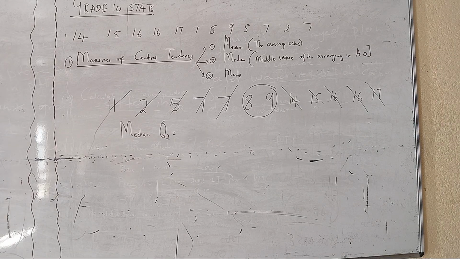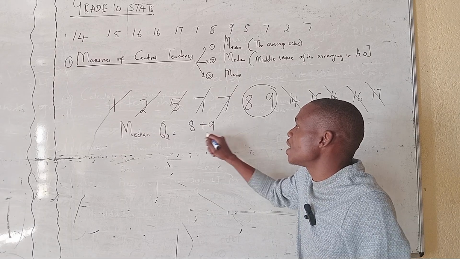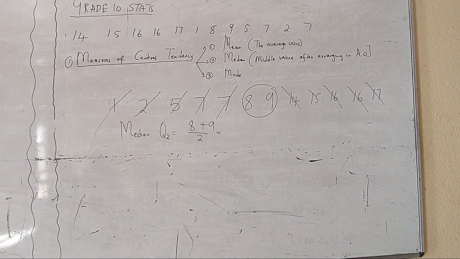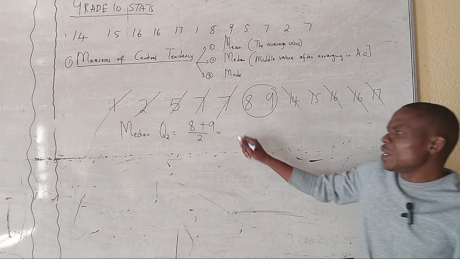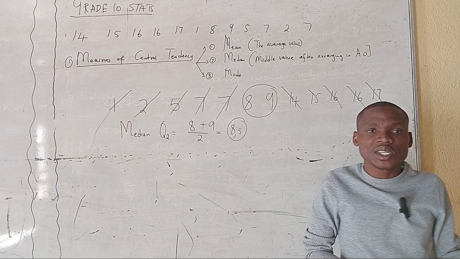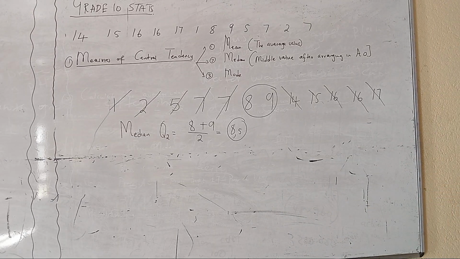Your median, which is also called what? Q2. This median, we can also call it a middle quartile. The median can also be called what? The middle quartile, Q2. So what do you do? You add these 2 numbers, you divide them by what? By 2. So you are going to get 17 divided by 2, which is how much? 8,5. So our median is 8,5, which is Q2. The median is Q2.